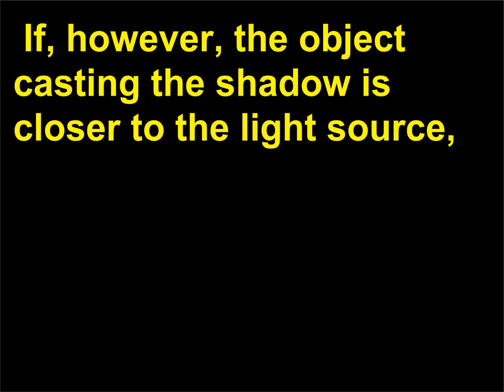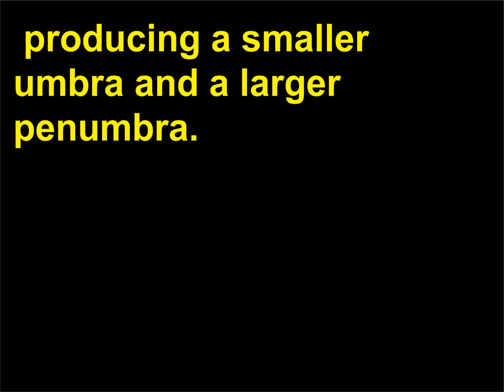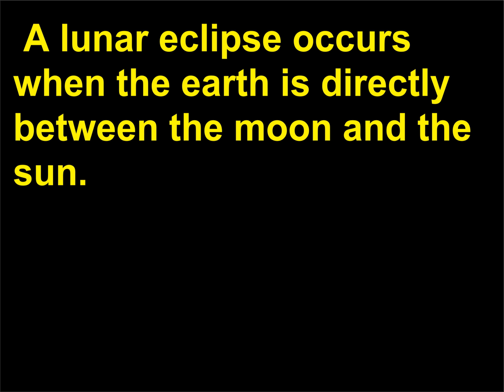If, however, the object casting the shadow is closer to the light source, there will be regions on the surface where light from some of the source is not blocked by the object, producing a smaller umbra and a larger penumbra. A lunar eclipse occurs when the Earth is directly between the Moon and the Sun.